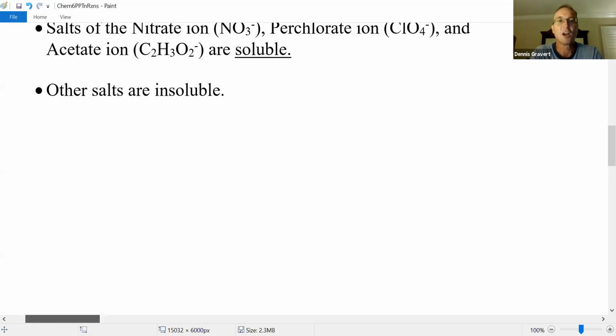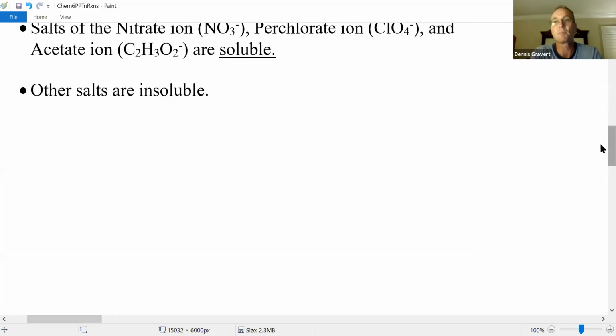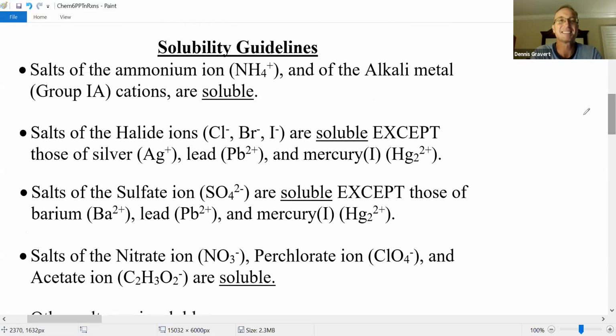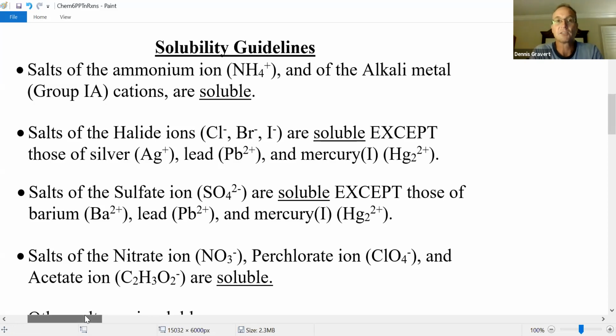Okay, so the first guideline, you probably already read it, but it simply is if the salt has the ammonium ion or one of the alkali metals, then it tends to be soluble. And on the exam, that's how I grade it. And in the lab, it's very likely that it'll dissolve in water.